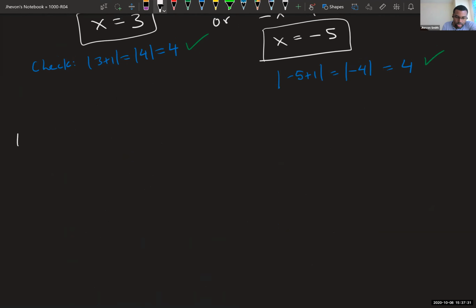Last thing. So this was the thing that was introduced, equations with rational expressions, which I go into more examples of in lecture 12, I think.